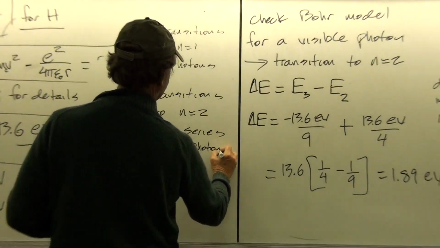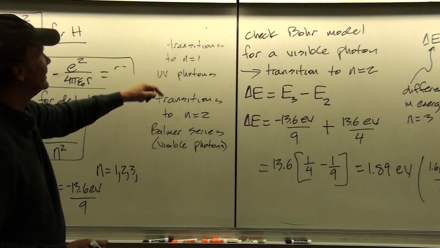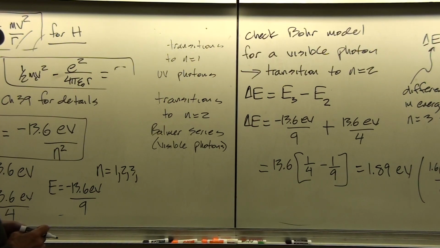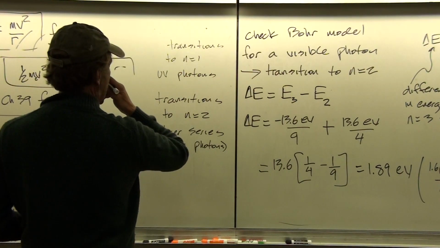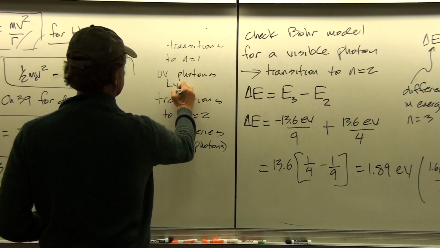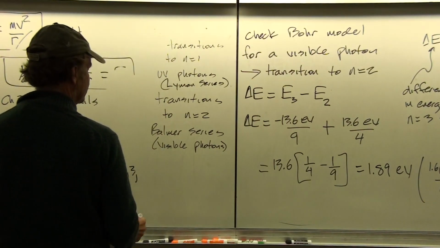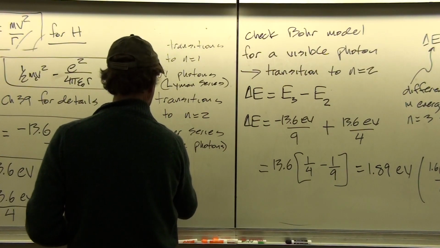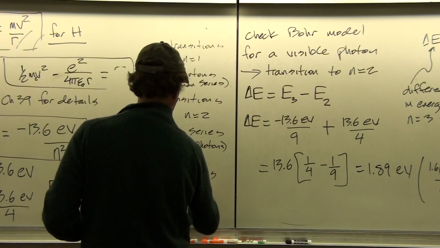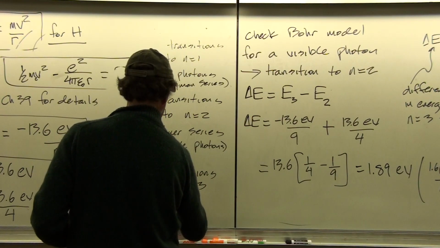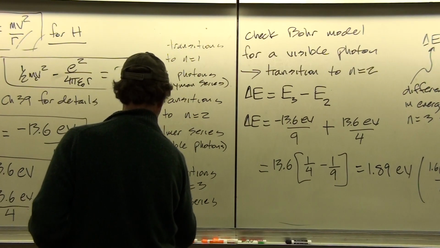which are the visible photons that we see. And these are the easiest ones to use to verify because we have eyes that can see them, whereas we need UV or infrared detectors for other transitions. And so this is often called the Lyman series. That's transitions to n equals 1, the UV photons. And then transitions to n equals 3 is the Paschen series. Those are, as you might guess, infrared photons.